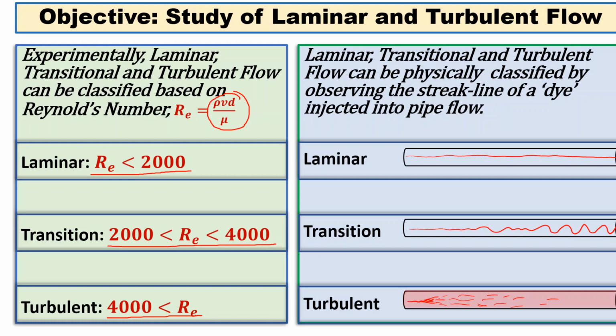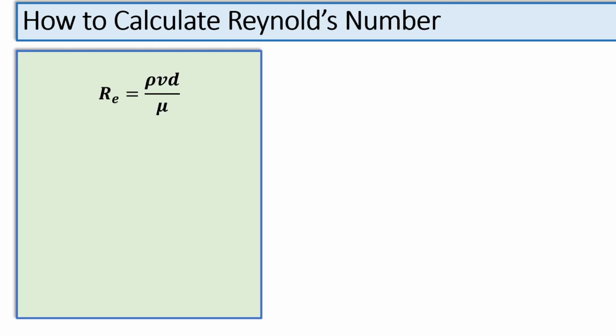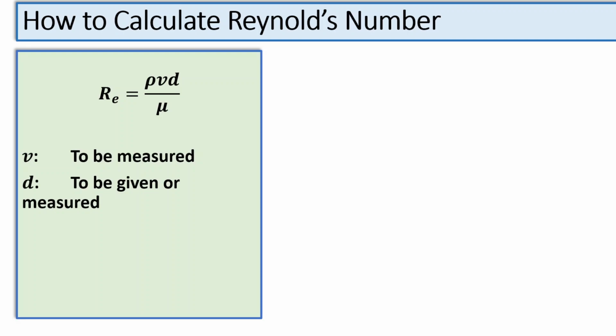So how do we calculate Reynolds number? The formula for Reynolds number is this one. Here in the experimental setup, the velocity we have to measure, d will be either given to us or we can measure it directly. Density and coefficient of viscosity are based on the liquid used, which in our case will be water, and they will be given to us.